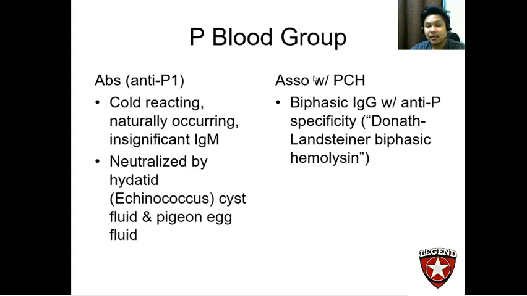There's also an association with PCH, or paroxysmal cold hemoglobinuria. Anti-P can be produced by patients with PCH. This is described to be biphasic and IgG in type. This is also known as your Donath-Landsteiner biphasic hemolysin. Why is it called biphasic? It is called biphasic because in cold temperature, it binds complement. Then in warm temperature, it activates complement. So there are two separate activities in two different temperature settings.